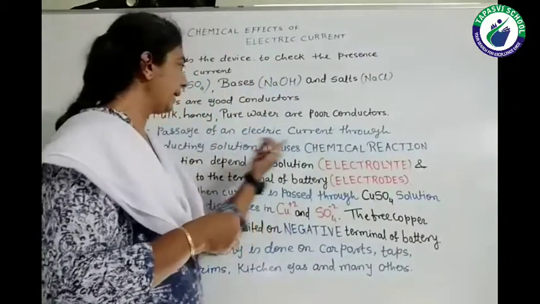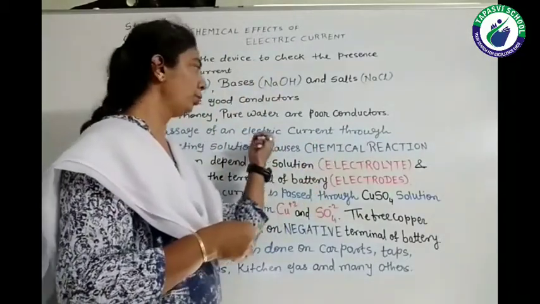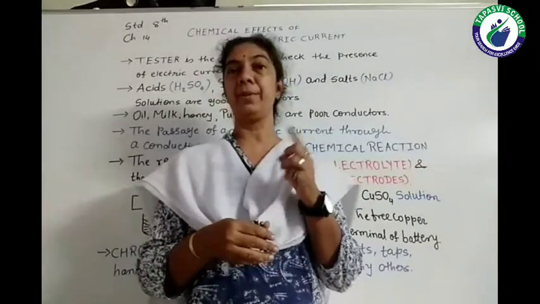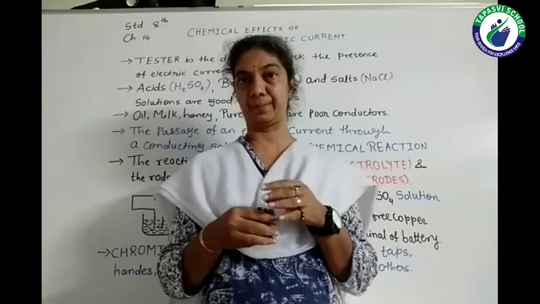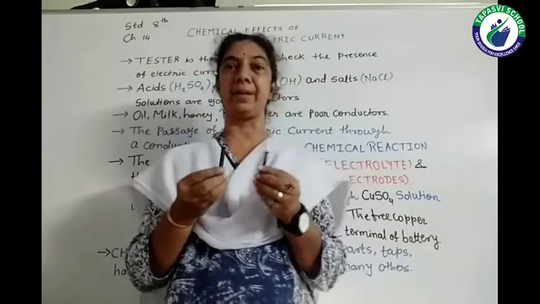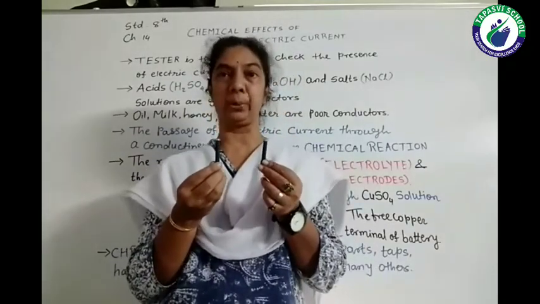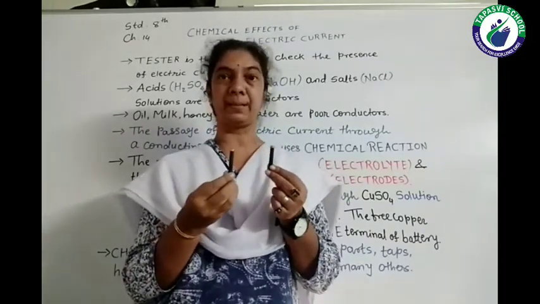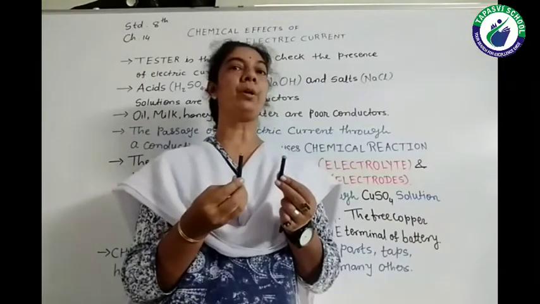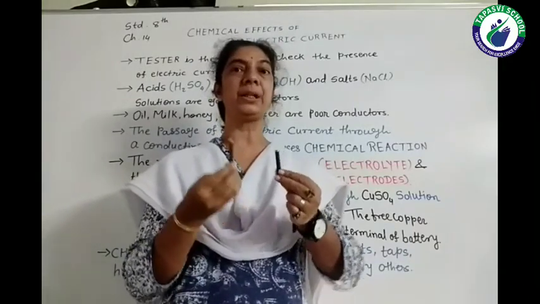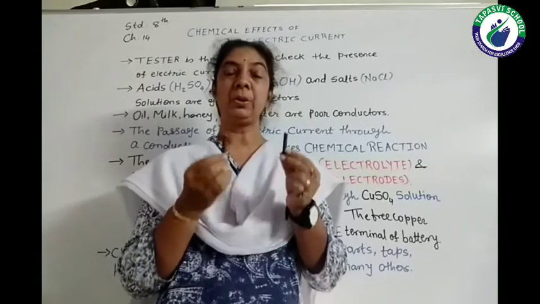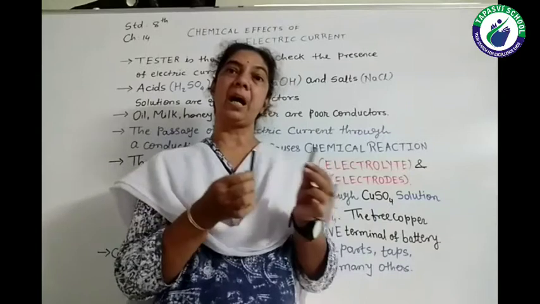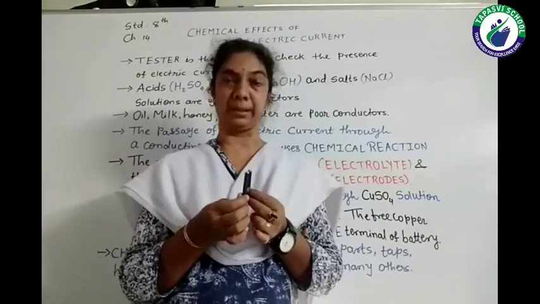So for getting a chemical reaction through electric current, we need electrolyte and we should have the electrodes. It is not necessary that every time you should have these carbon rods. Instead of this, you can use two copper plates, zinc plates, or you can use iron nails also. So the electrodes and electrolyte decide how the chemical reaction will occur.